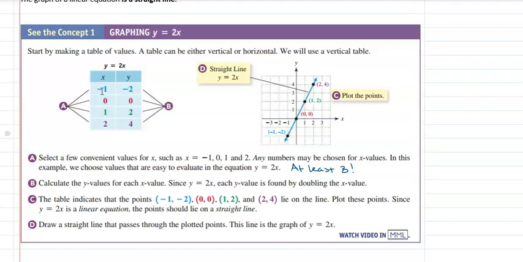These are the coordinates, -1, -2, 0, 0. You're just going to plot those on the graph and then connect them with a line with arrows on either end because it goes forever in both directions. And this is going to be the line of the graph.